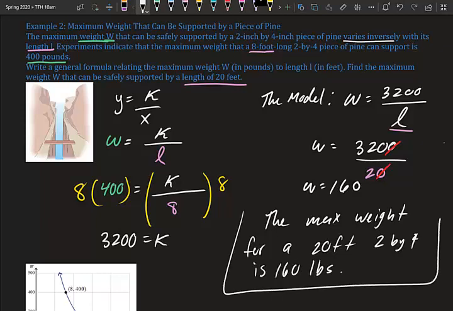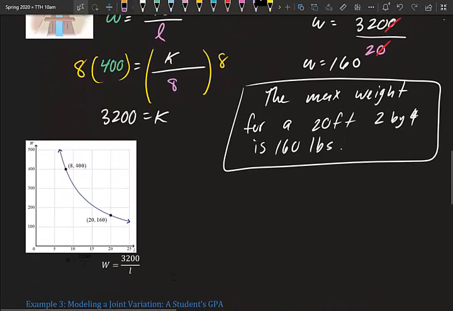So if you had a 20-foot 2x4, imagine a 20-foot piece of wood, you can walk across it if you're less than 160 pounds. And that's what this graph represents. When we have a 20-foot, it's 160 pounds. When we have an 8-foot, it's 400 pounds. Cool, right? Because you have to think, the longer it is, the more fragile it is, right?